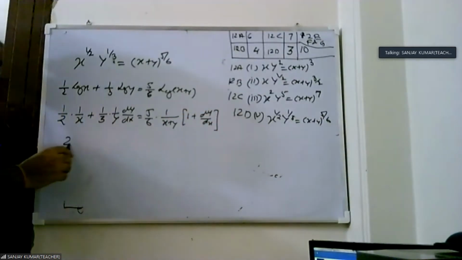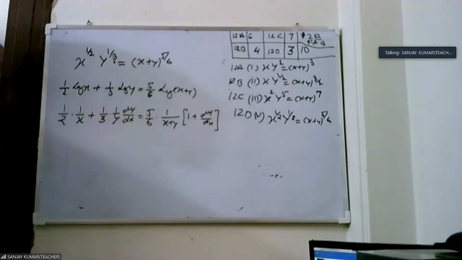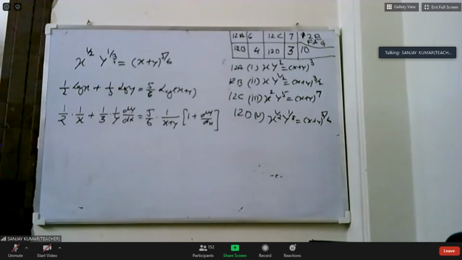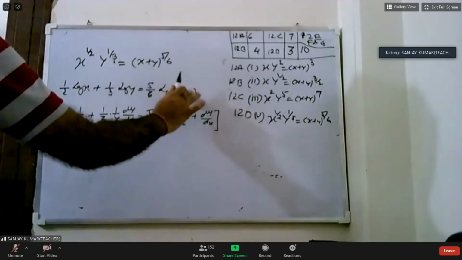Now we remove this. Look again at this step. The derivative of log x is 1 by x, because it is the simple derivative of log x. Log y gives 1 by y dy by dx. Now the term log of x plus y: when we differentiate it, we get 1 upon x plus y, then we differentiate x plus y because that is the angle. So x gives 1, plus y gives dy by dx.